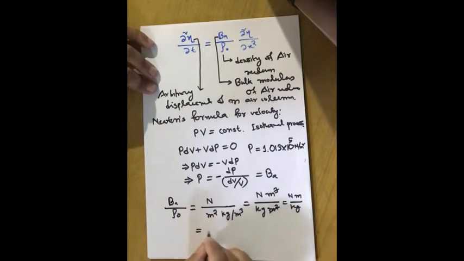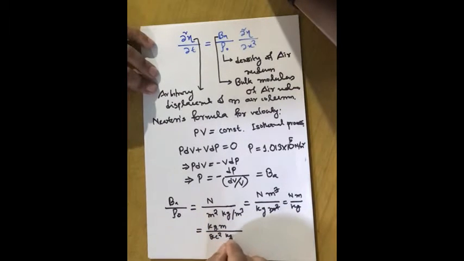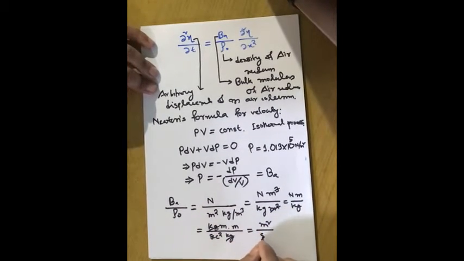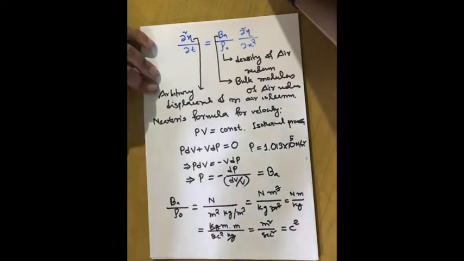Okay, so newton is nothing but force, and force is mass into acceleration, so kilogram meter per second square. Then kilogram gets cancelled out, and we get meter square divided by second square. So it is the unit of the square of the velocity.